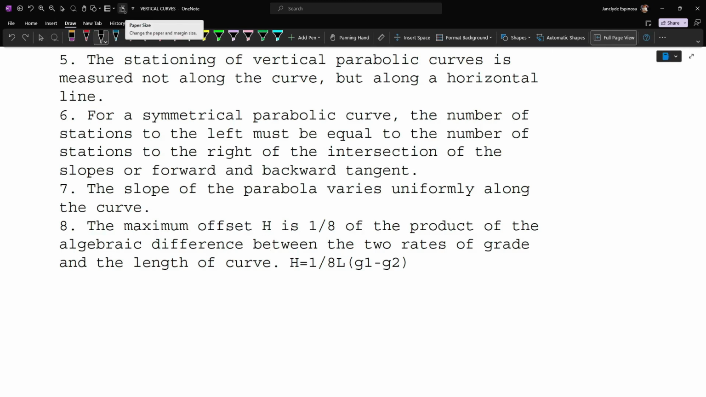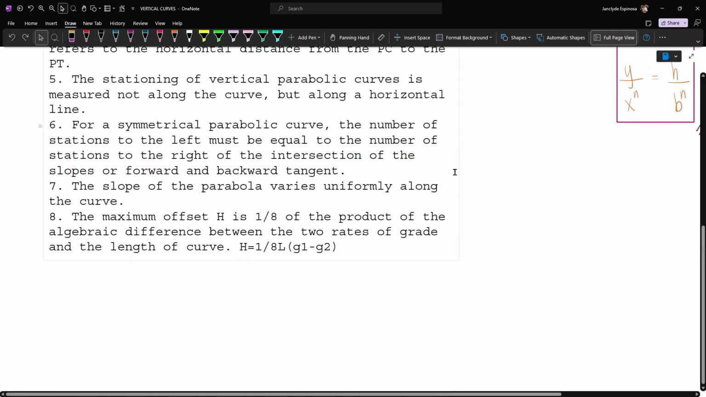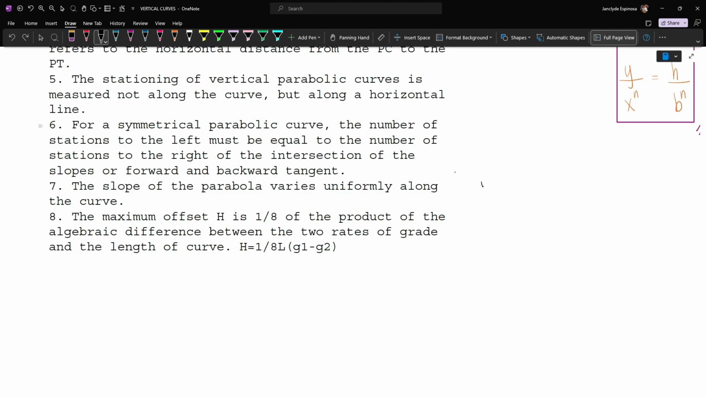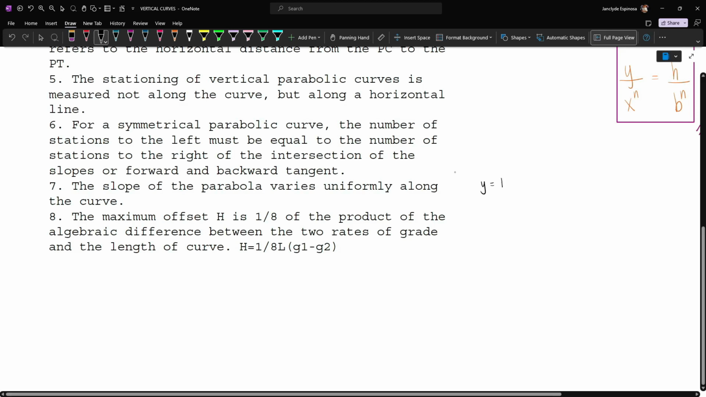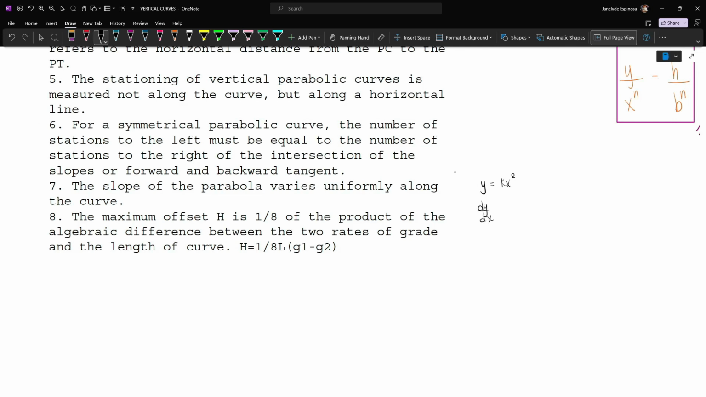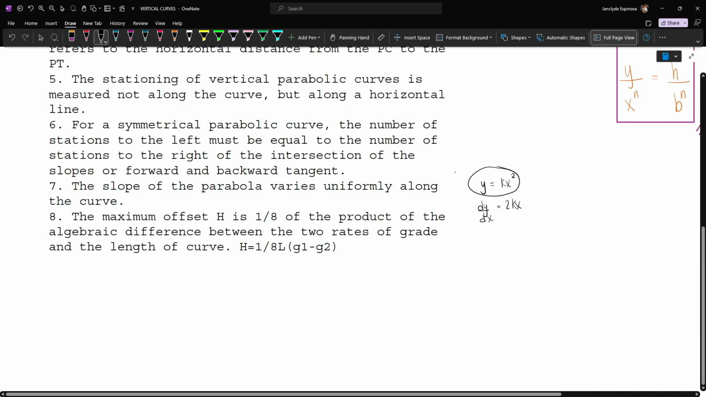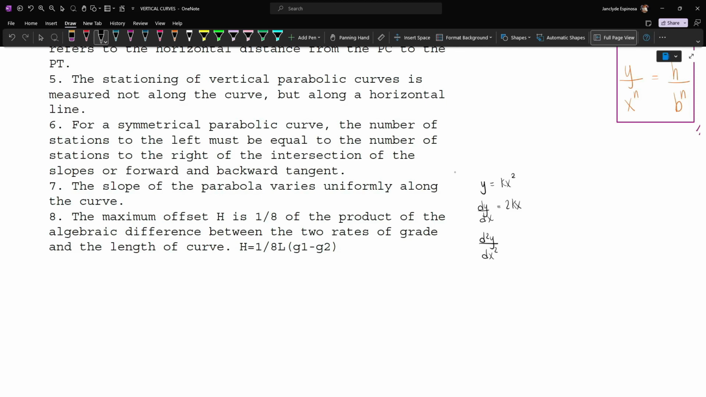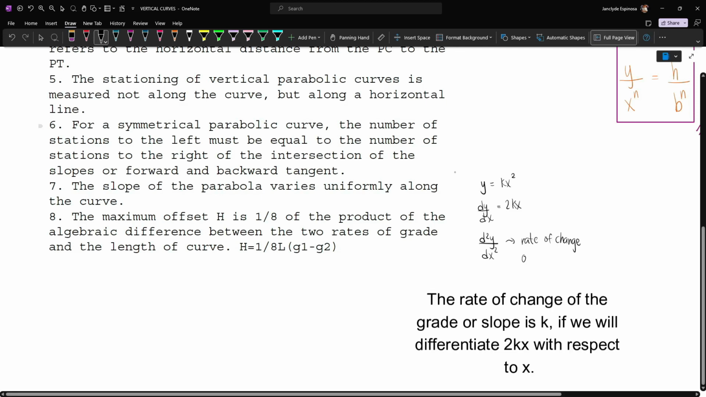Now this is because the general equation of a parabola with the vertex at the origin is y equals kx squared. And so if we differentiate this with respect to x, then dy over dx is equal to 2kx. And differentiating this once more, we now have d squared y over dx squared. This is the rate of change of the grade or slope.